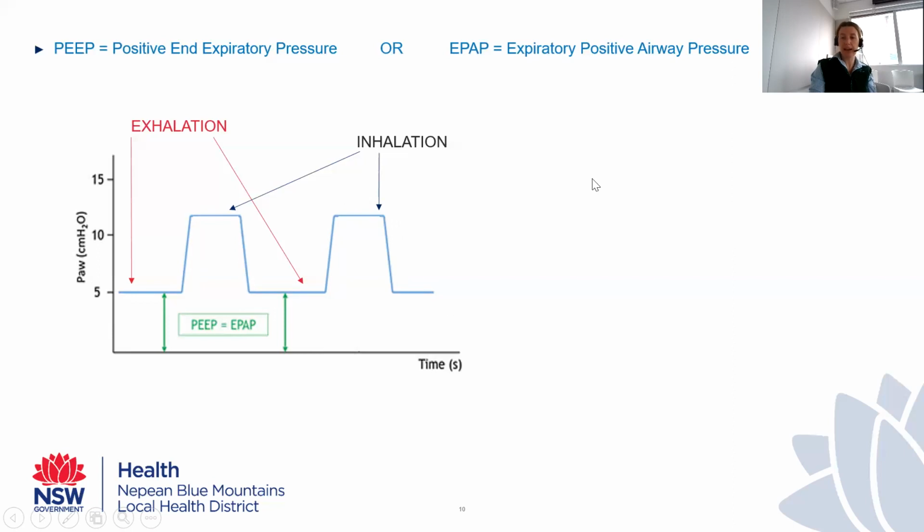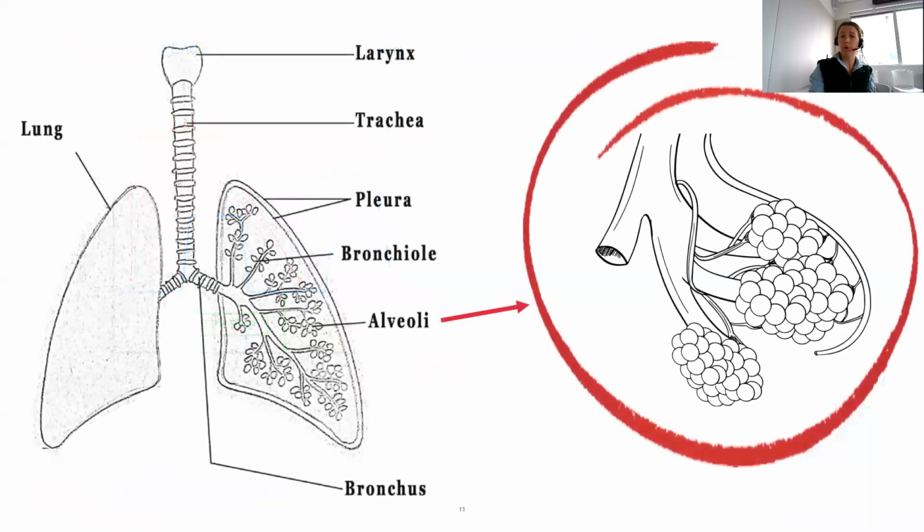So I'm just going to repeat that in case this is the first time you're hearing about this concept. A positive end expiratory pressure means we apply a positive pressure at the end of expiration. In this case, we've set it at 5. And it means when we breathe out, the pressure in our airways and lungs is not going to drop below 5 centimeters of water. Now, that's really important because of the end effect it has on our alveoli.